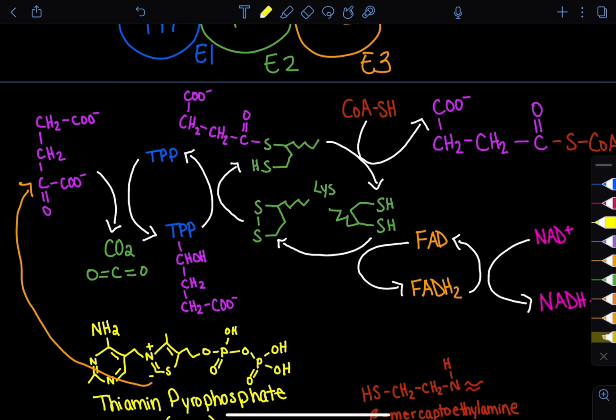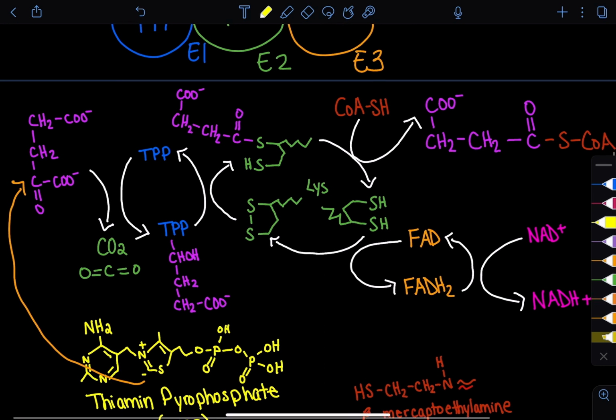But when it picks up the decarboxylated alpha-ketoglutarate, lipolysine becomes reduced, okay? Because we can see it gained that H, it gains the decarboxylated alpha-ketoglutarate, so it becomes reduced. So this sets up the stage for the next reaction that's about to happen.